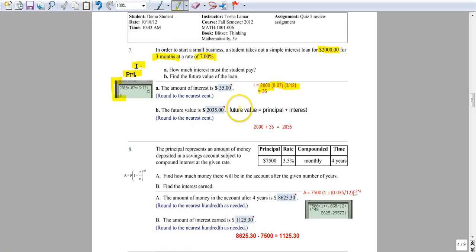The future value is the principal plus the interest. So the principal was 2,000, the interest was 35, so the future value is 2,035.